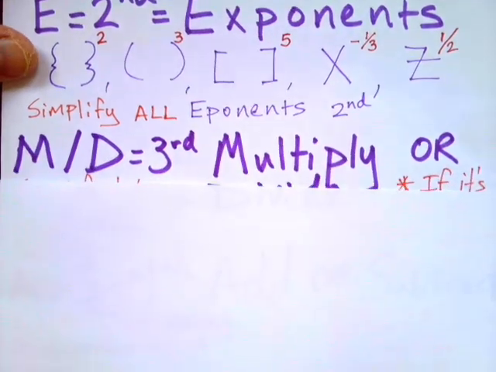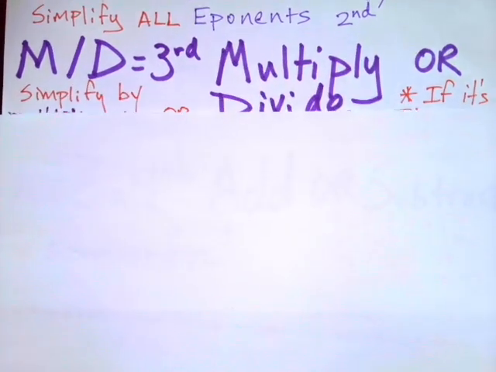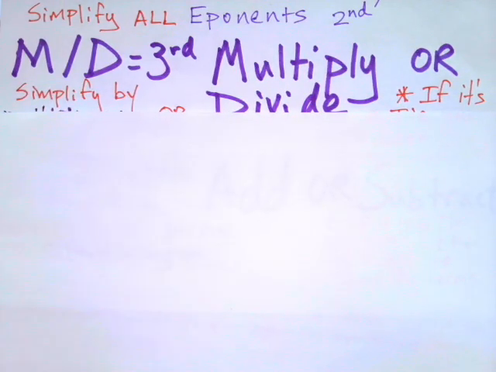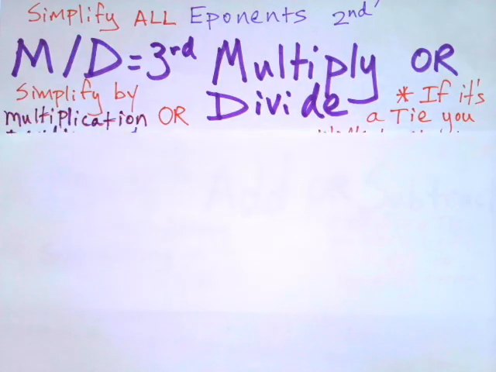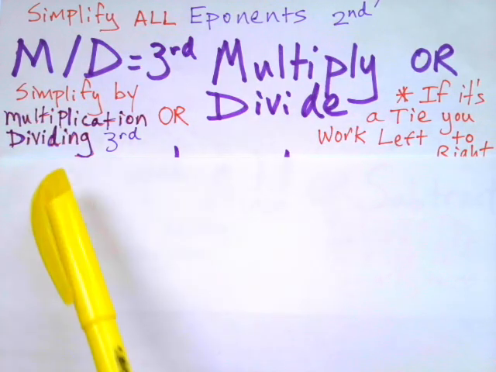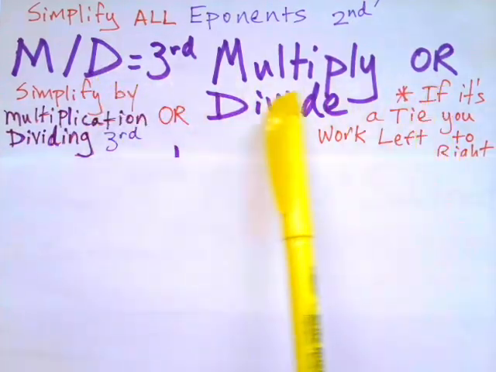Second, we're going to look to try to multiply and or divide. Remember, if it's a tie, you work left to right. I'll show you an example of that in the next segment of this particular video. You simplify by multiplying or dividing third. That's the third order of operations.